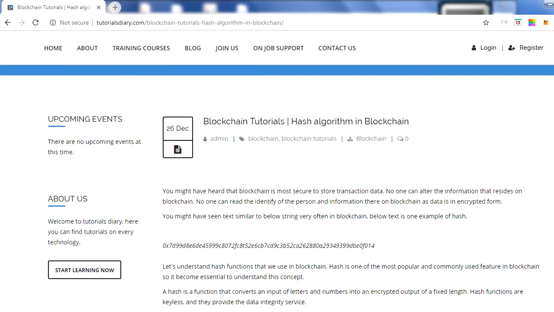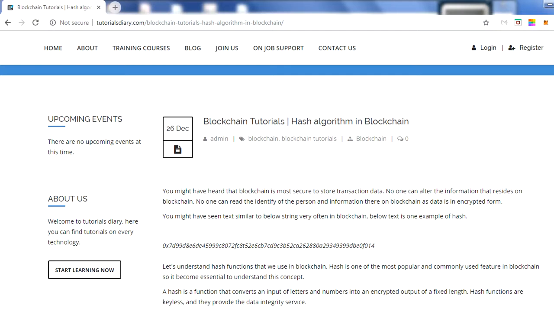So hash is one of the components which plays a major role in blockchain security. This is not the only component, but this is one of the components which plays a major role. So let's see what hash is all about, how this is being used in a blockchain, and how this plays a crucial role in the security of the blockchain.